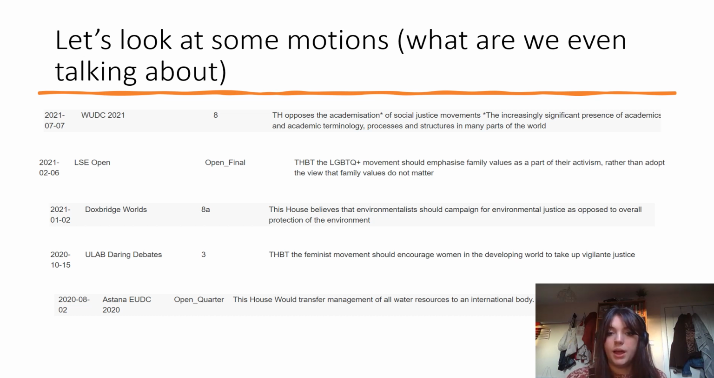Moving on then to motion number 2: This House believes that the LGBTQ+ movement should emphasise family values as part of their activism, rather than adopt the view that family values do not matter. So again, much like a lot of these things, I think a lot of this is coming down to buy-in. How are you capable of making people identify with or come into the movement?